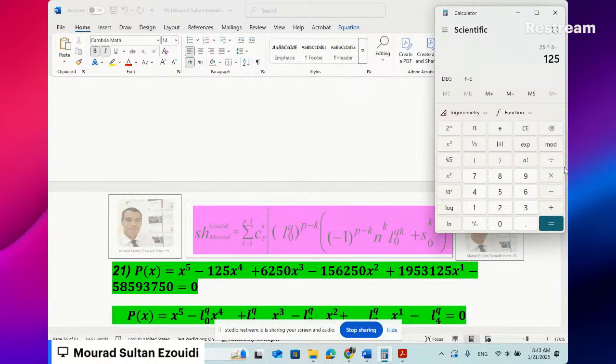Minus 125 times 25 raised to the power 4. Then plus 6,250 multiplied by 25 cubed, raised to the power 3. Minus 156,250 multiplied by 25 squared. Plus 1,953,125 times 25.